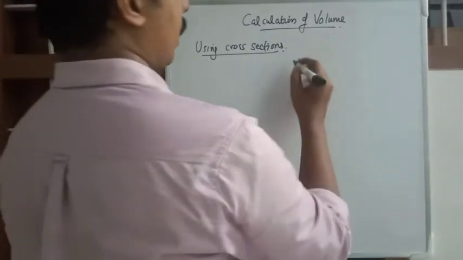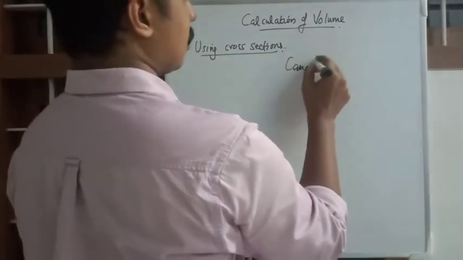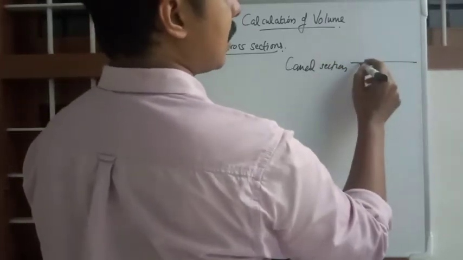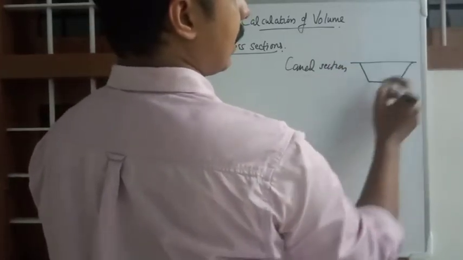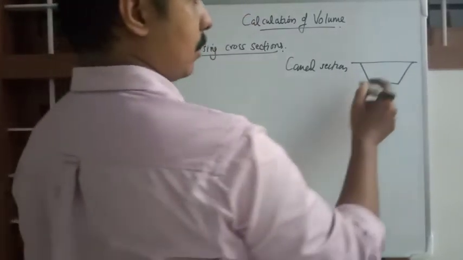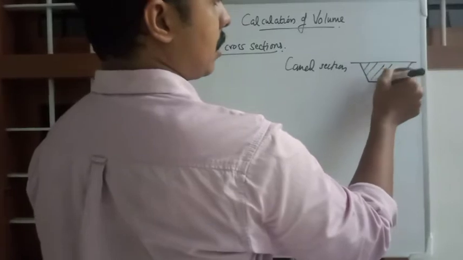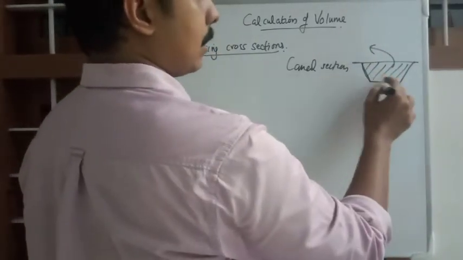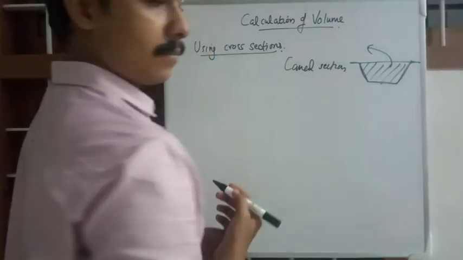Okay, so canal section is, if this is the initial ground level, we will be cutting a canal like this. That is a canal section. We will be removing this earth out and we will be getting a surface like this.